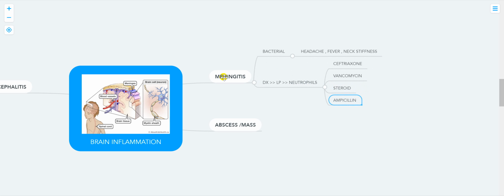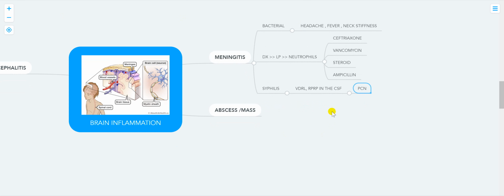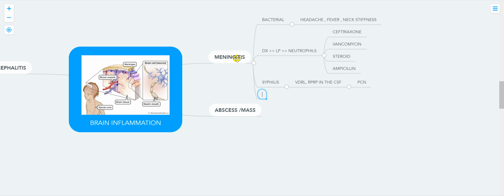Okay, so that's the treatment for meningitis. What are the causes of meningitis? It could be caused by syphilis. If it's caused by syphilis, then you need to do the VDRL, RPR, and the CSF, and then you give penicillin. What if it is caused by Lyme? Then you want to do a Lyme antibody test in CSF, and then you give ceftriaxone.